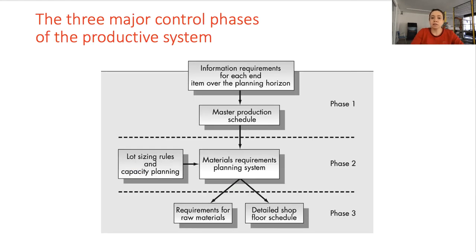And here, the 3 major control phases of the productive system. In the first phase, we have MPS, which we just talked about. In the second phase, we have MRP. And in the third phase, we have detailed job floor schedule and requirements for raw materials. And the success of MRP systems is really related to the integration of these systems.